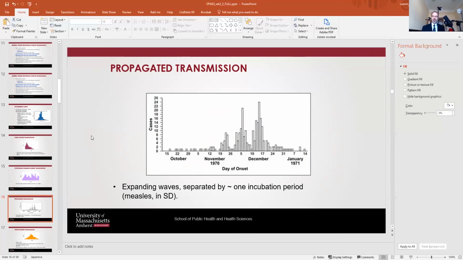And this would be an epidemic, but not continuous sustained transmission over a very, very long period of time, like something we'd see for influenza. This would be an outbreak, and then there's secondary transmission between individuals following this outbreak.